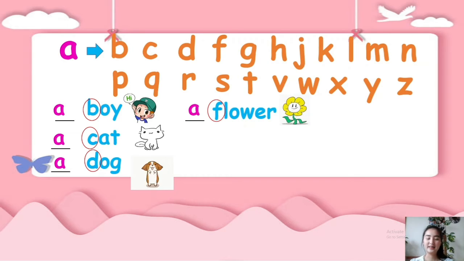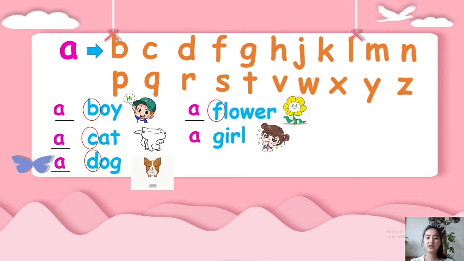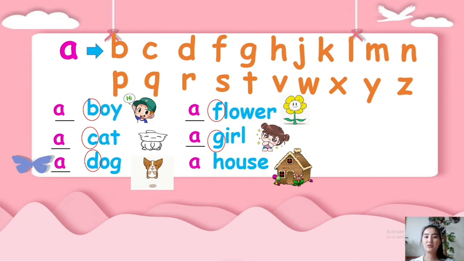Very good. Next, we have a girl. Girl starts with letter G, that's why we use a girl. Great. Next, a house. So the word house starts with the consonant H. That's why we use the article a house.